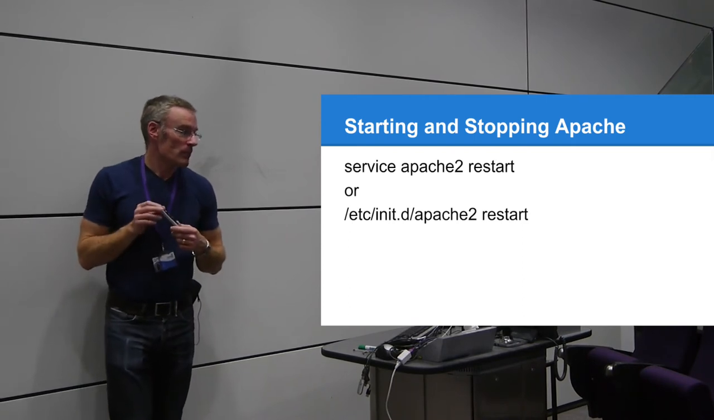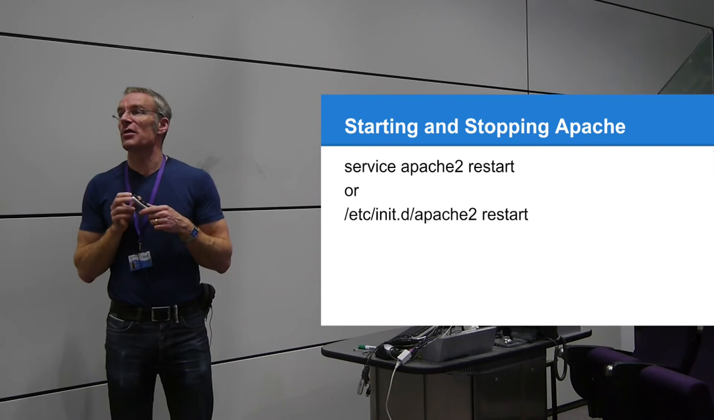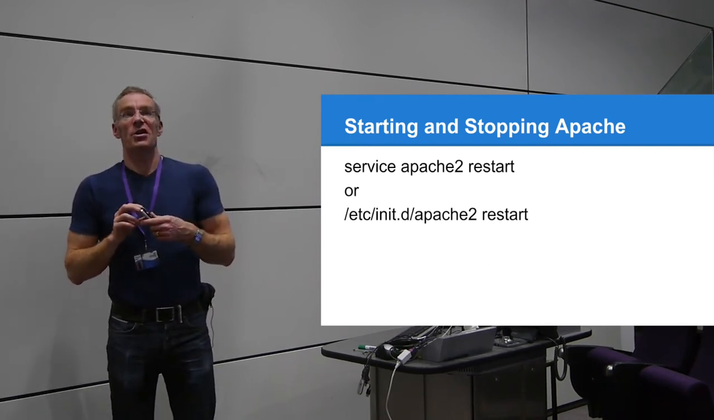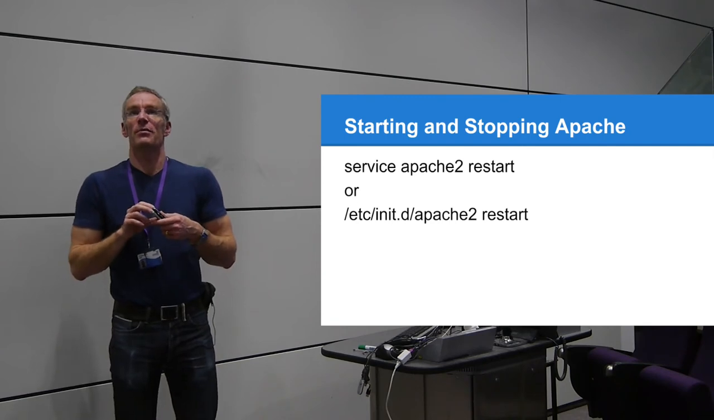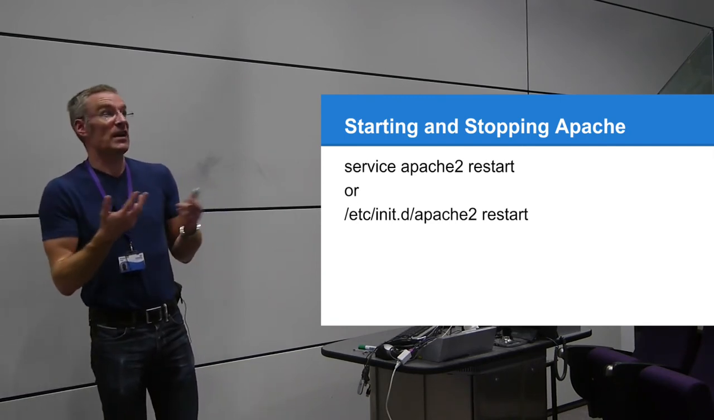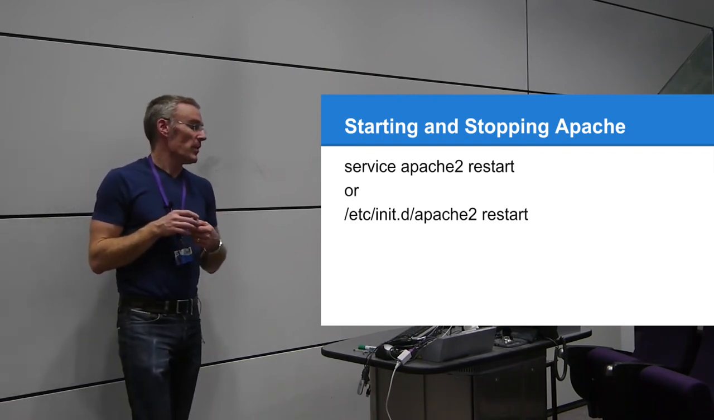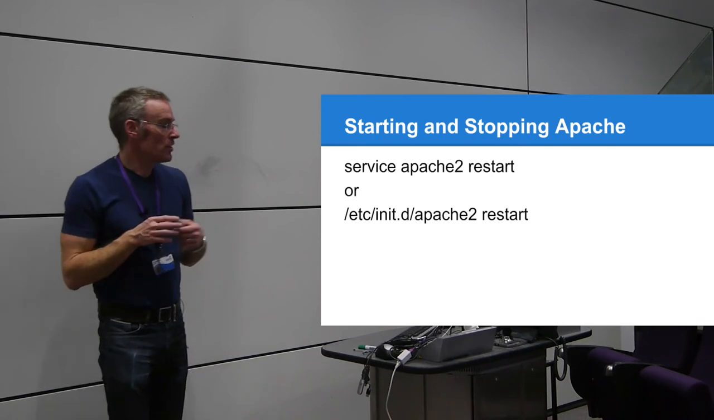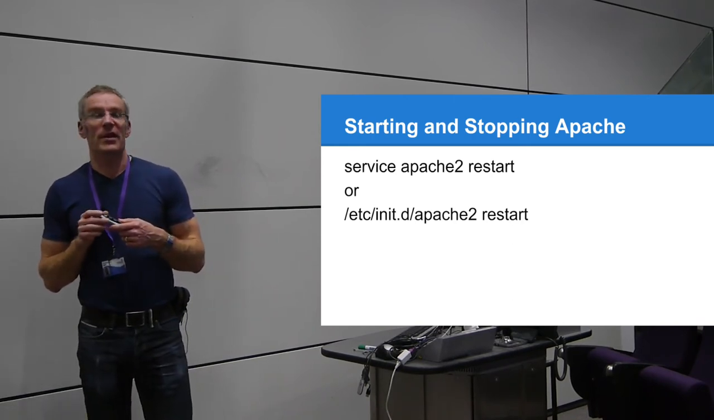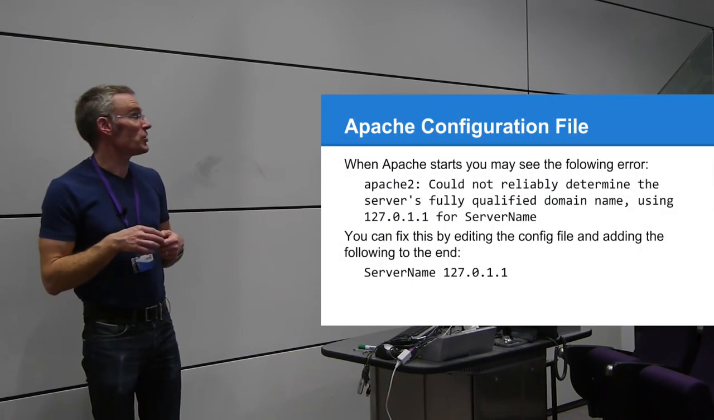Now, if you ever make changes to the Apache configuration file, or to the modules, you've got to restart it. You could restart the entire server, but can you imagine if you had to restart a web server every time you made a change? People would get hacked off with it, wouldn't they? So what you can do, you can restart Apache by either service apache2 restart or the init.d folder, which I think I mentioned last week, didn't I? Yeah, that's the auto load stuff. You can call the apache2 command in there.